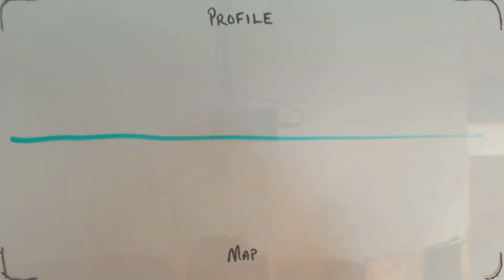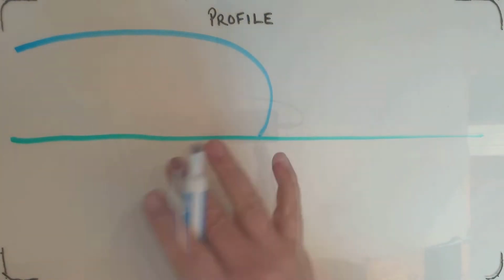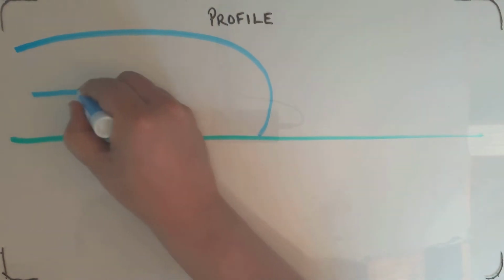Okay, so we're going to draw a cold front. A cold front is where we have cold air replacing warm air. So to start off, let's talk about the cold air. The cold air is going to be moving from west to east, like so.